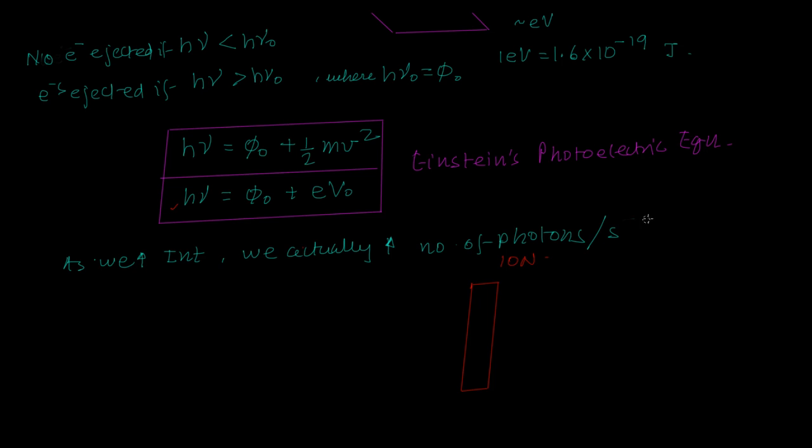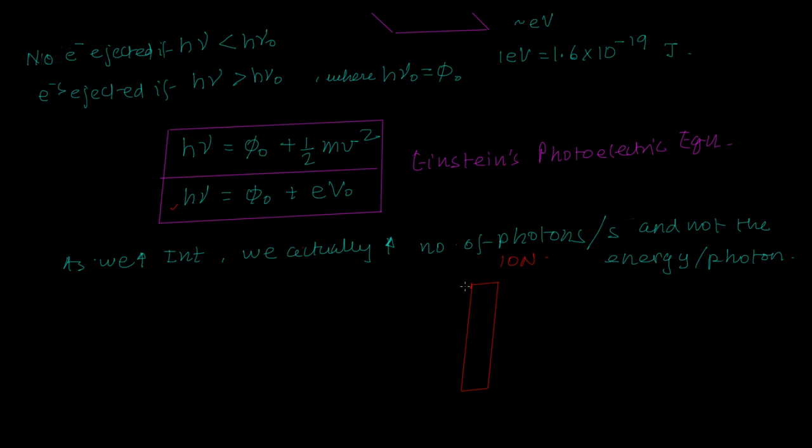That's why you must have seen that when I was beyond the threshold and I was increasing my intensity, then the current was linearly dependent on that, because the number of photons were also increasing as you were increasing the intensity. So we actually increase the number of photons per second and not the energy per photon. Why? Because the energy of the photon lies in the frequency of it, and that is h nu, correct?